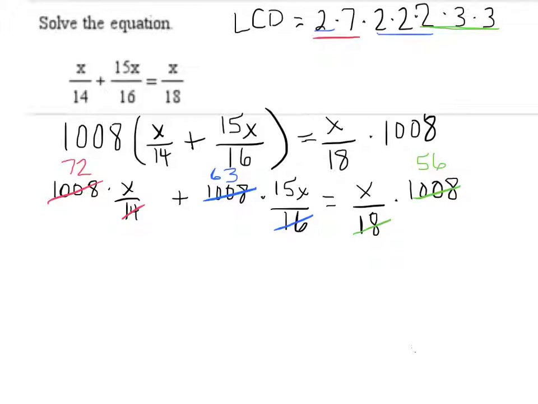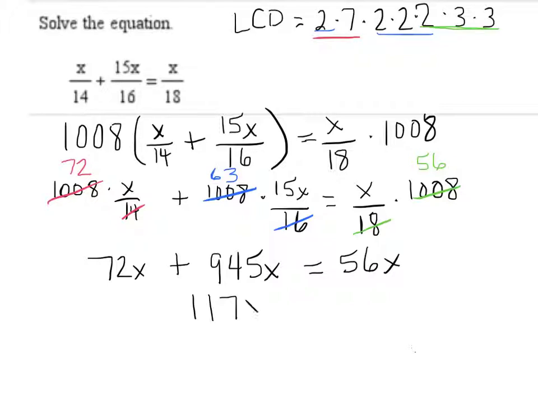So now what I'm left over with here is 72x plus, and now I have 63 times 15, and that's another good spot for the calculator. That gets me 945x equals, and then I've got 56x here. So I've got all this. And from this point, you're just combining your like terms. We've got 72 plus 945. You have 117x is equal to 56x.